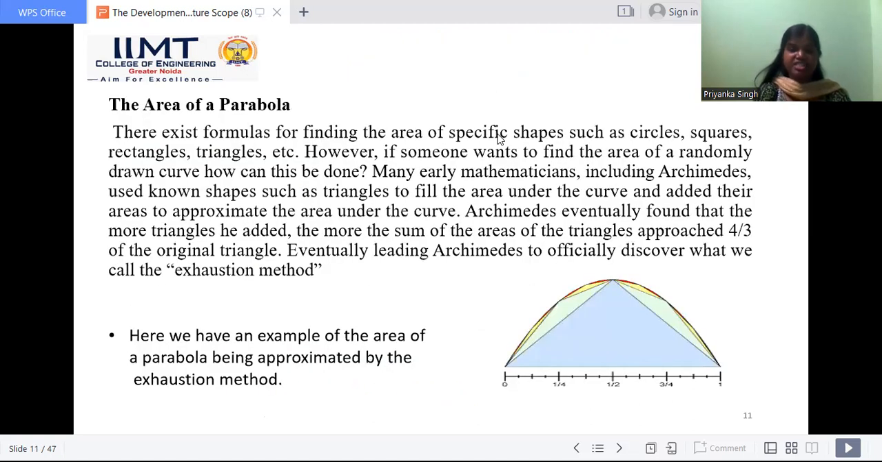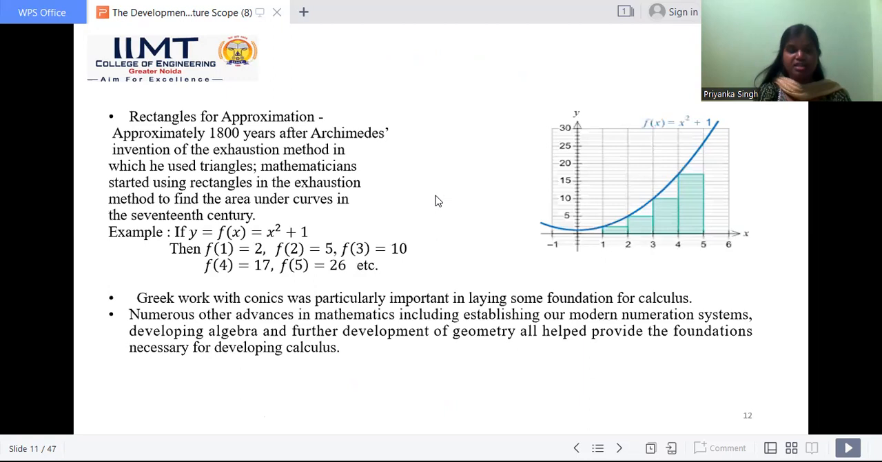Next, an exhaustion example is the area of a parabola being approximated by the exhaustion method, using rectangles for approximations. Here I consider an example of the exhaustion method. Here I am taking a function y equals f of x equals x square plus 1. If I put x equal to 1, then we find y equal to 2. So here I draw the point 1, 2.